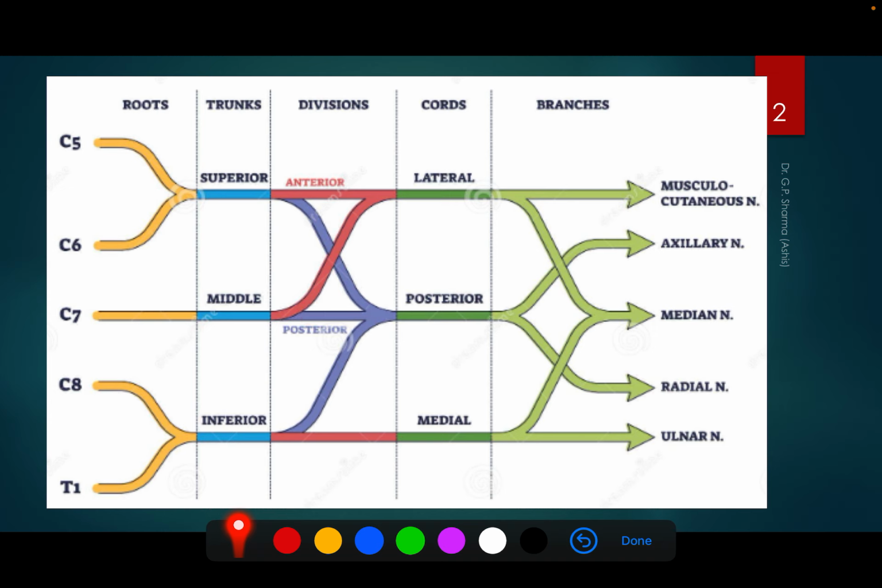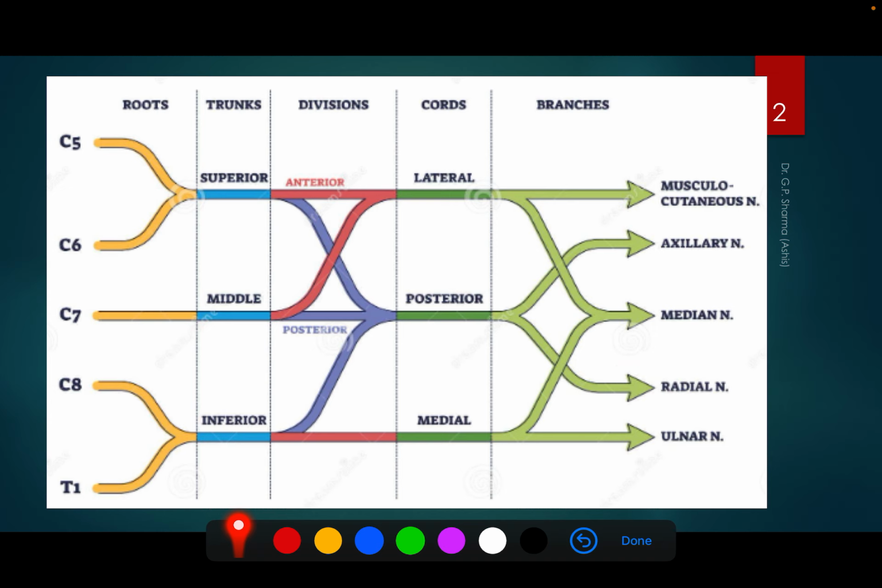And then the upper 2 anterior divisions form the lateral chord. The lower or inferior anterior division forms the medial chord, right? And then these chords give the terminal branches over here. From the lateral chord we have one continuation, the musculocutaneous nerve. And the medial chord continues to form the ulnar nerve, right? And then the posterior chord continues to form the radial nerve, and it was giving one branch as the axillary nerve.